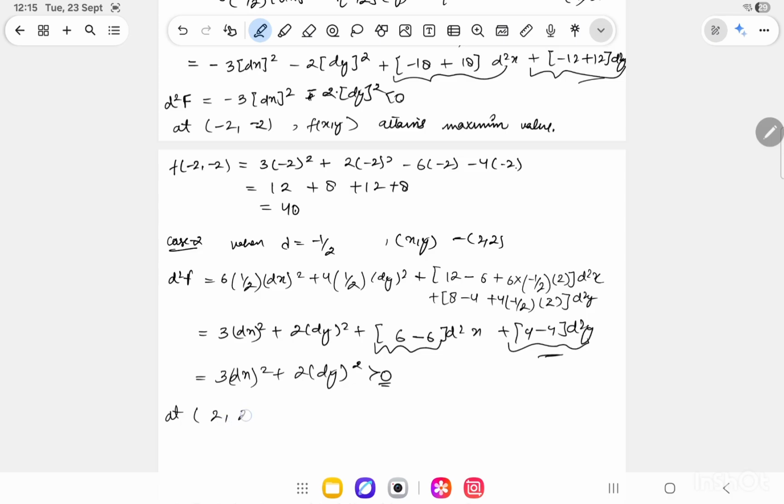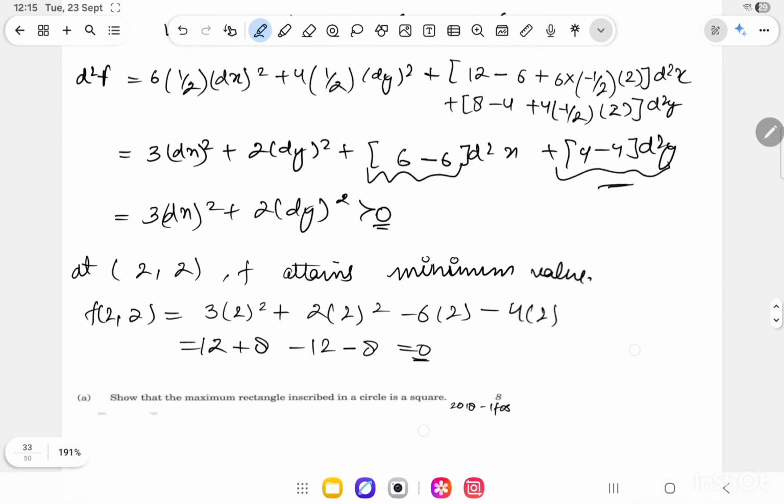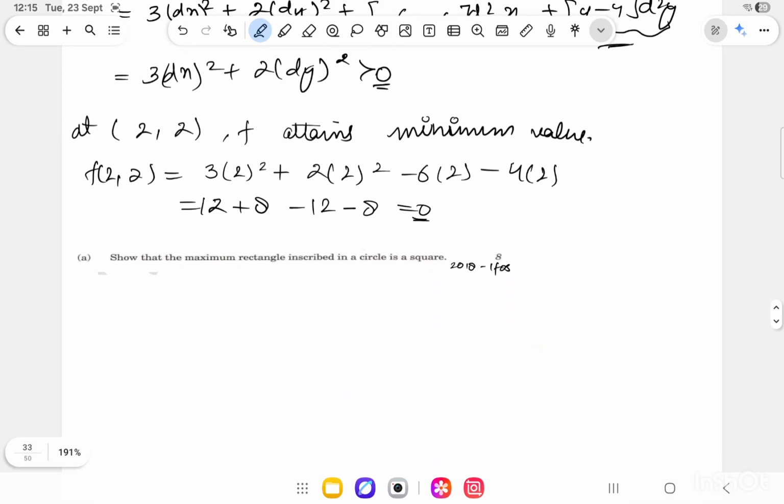So at this point, that is (2, 2), my function small f attains its minimum value, and that value will be f(2, 2) = 3 into 2 square plus 2 into 2 square minus 6 into 2 minus 4 into 2. That is, 4 3s are 12 plus 4 2s are 8 minus 12 minus 8, that is 0. So 0 is basically the minimum value. So let's move on to the next question.